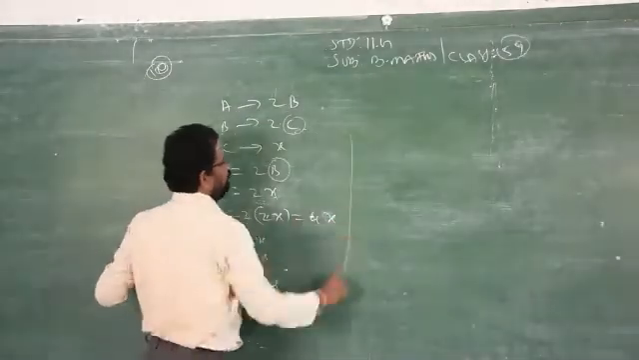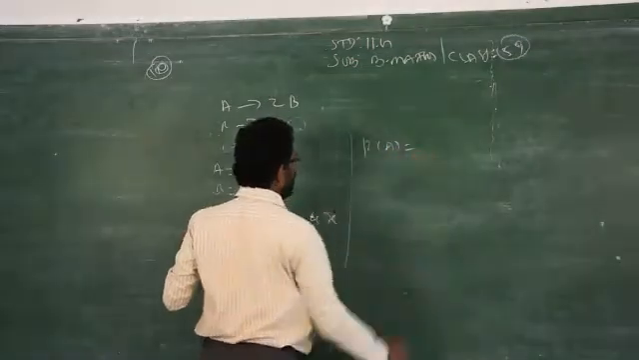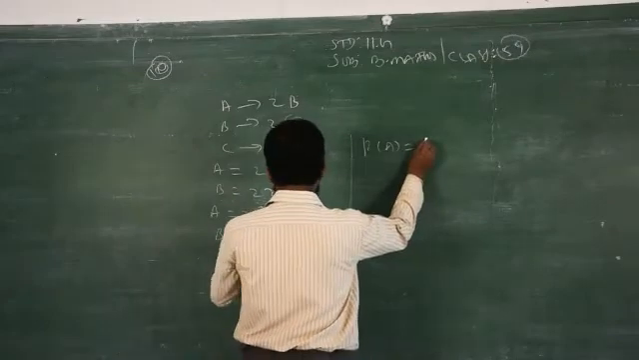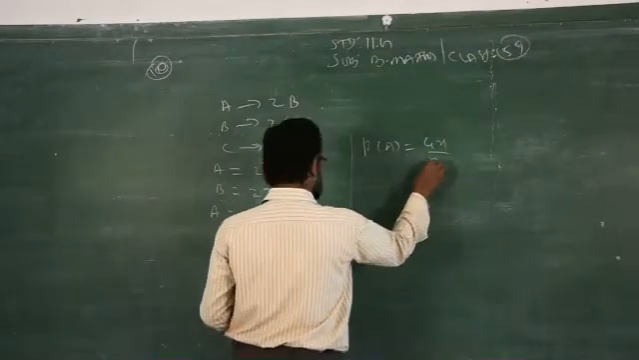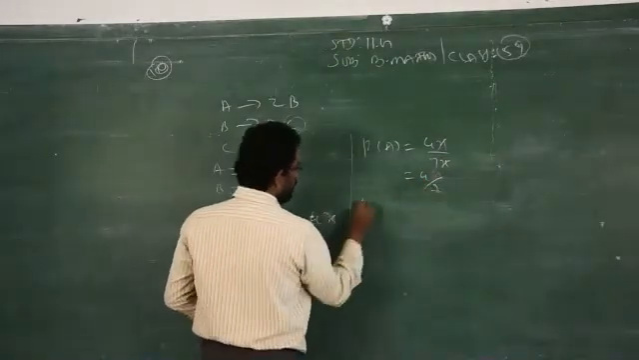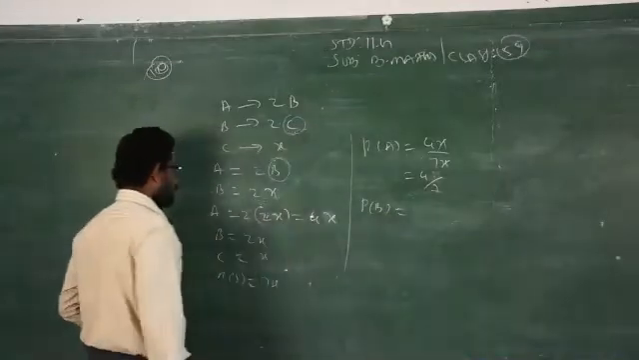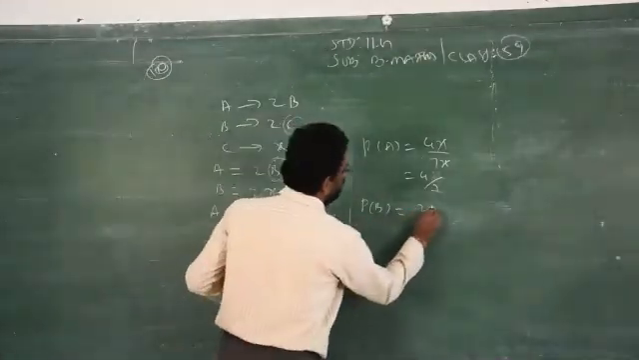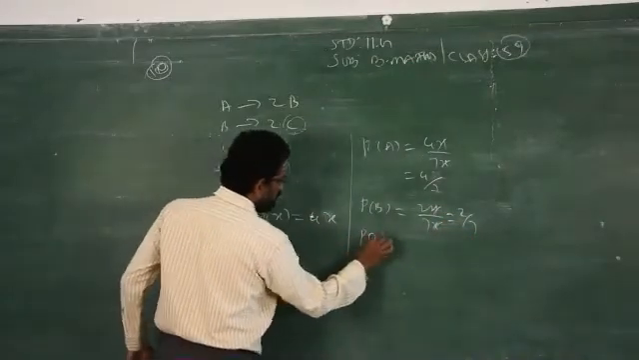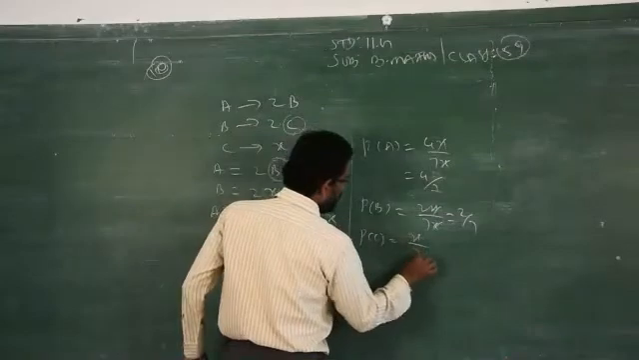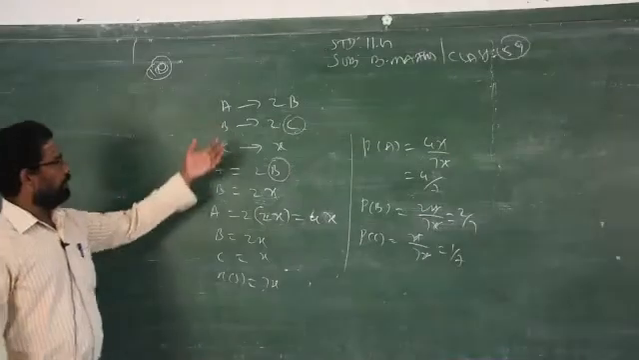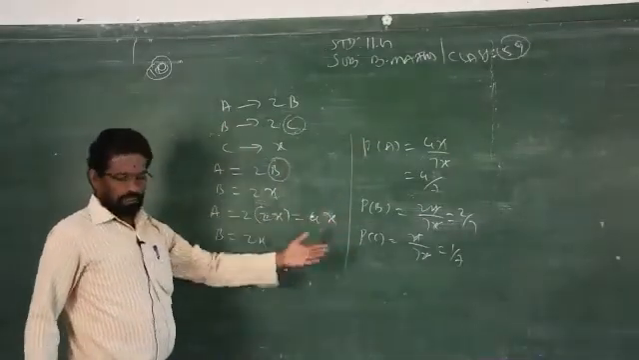Clear? Now I have to find out the probability of A. Probability of A is equal to n(A) by n(S), that is 4x by the total 7x. The x gets cancelled, we get 4 by 7. Clear? Similarly you have to find P(B), the probability of B winning, which is 2x by total 7x, x gets cancelled, 2 by 7. Then the last one, C, is x by 7x, so your answer is 1 by 7. So these are the probabilities for A, B and C for question number 10.